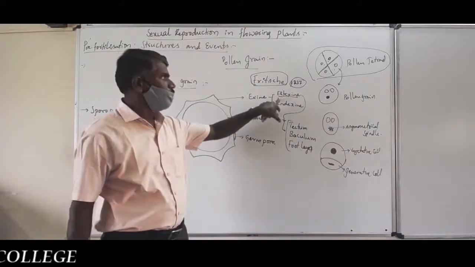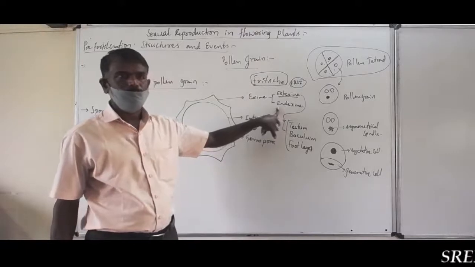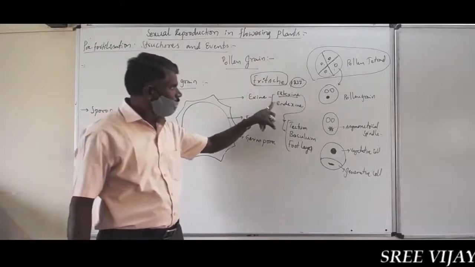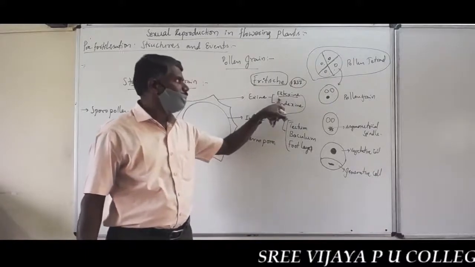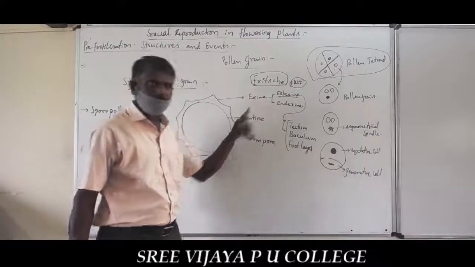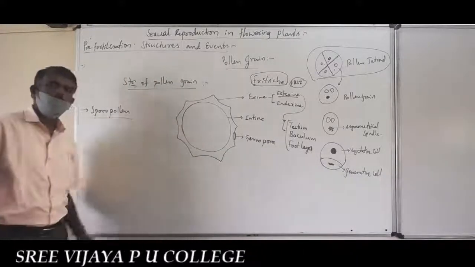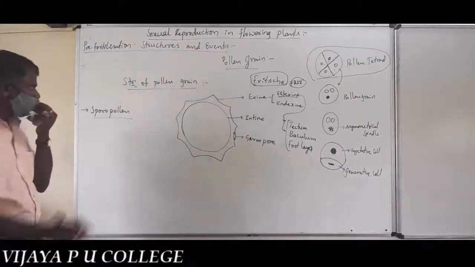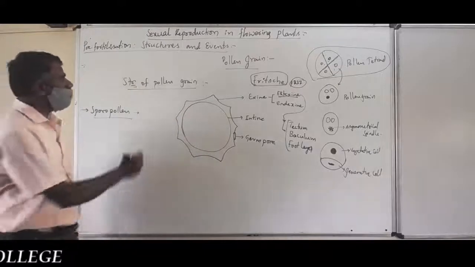Before the ectexine, there is the presence of endexine. Especially the endexine and ectexine together are considered as exine. This exine is made up of sporopollenin, and this sporopollenin is produced by tapetal cells.